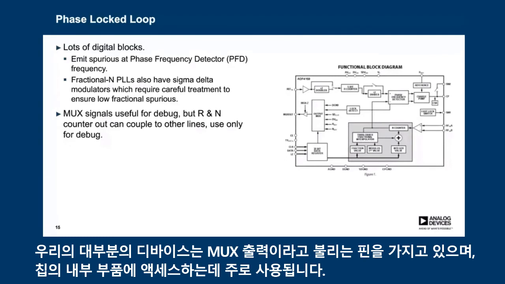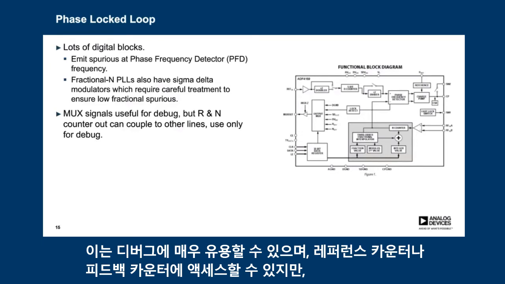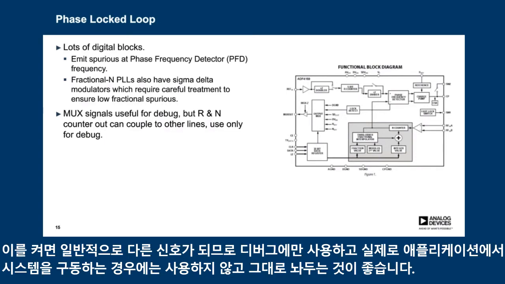Most of our devices have a pin called MUXOUT, which is usually used to access internal parts of the chip. This can be very useful for debug, and you can access the reference counter or the feedback counter outputs, but typically that's another signal if you turn it on. So we recommend only using it in debug and not leaving it on when you actually have the system running in an application.